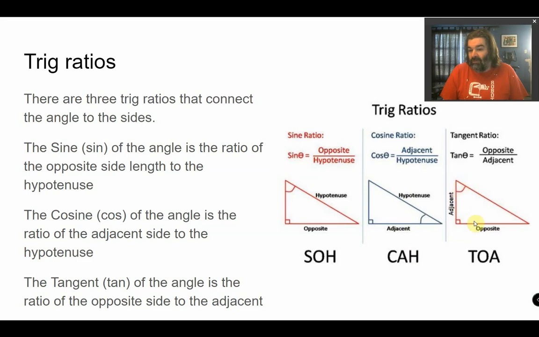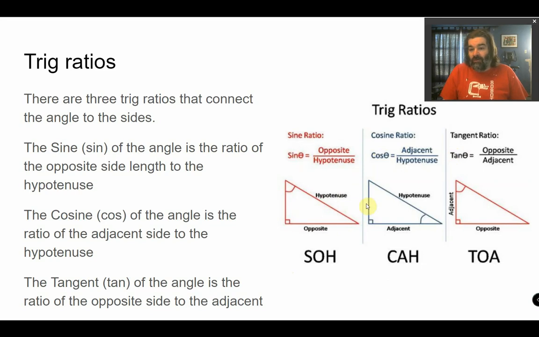Notice the opposite is the one that's opposite the angle. The adjacent is the one that's beside the angle. It changes between these two diagrams in the blue one. Now, what is that ratio? And it's always the same for the same angle. It doesn't matter what the length of the sides are. It's actually the angle that tells you what the number is. By the way, it's always going to be a number less than 1.